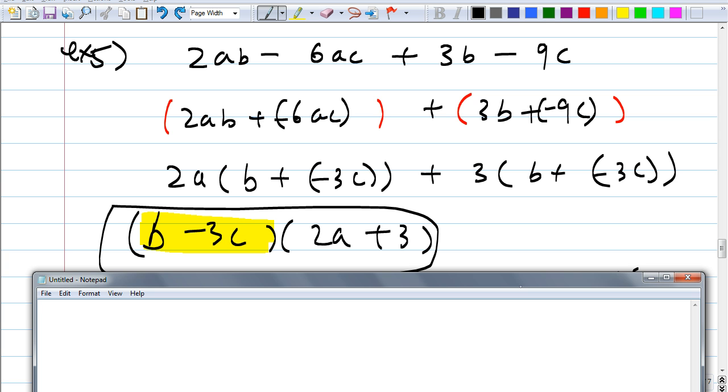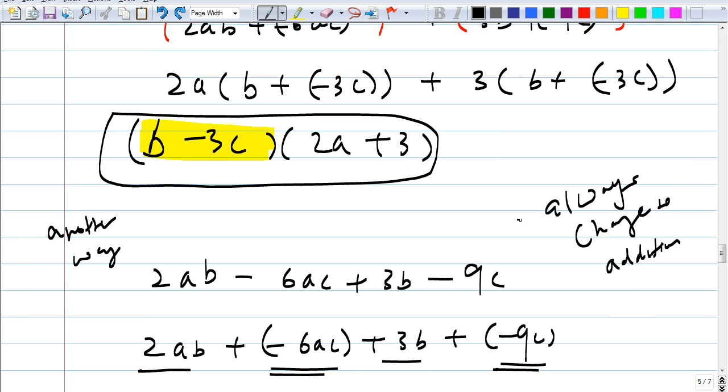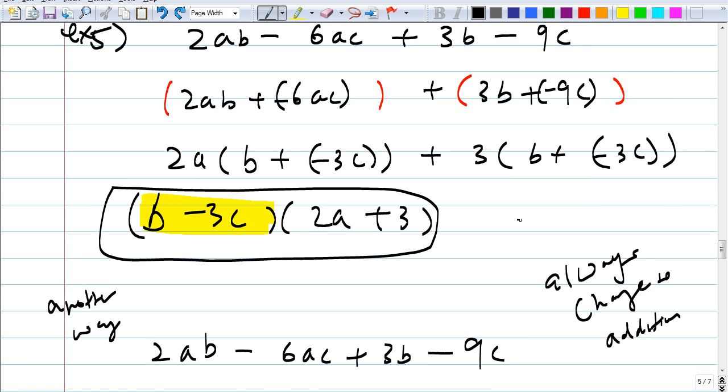By the way, is there another way to group? Does it have to be first and the last 2? It turns out, for this one, it doesn't matter how you group. Anybody see it? First and the third one, and then the second and the fourth one. It still works out the same way. If it works the other way too, then first and the last 2 will always work too.